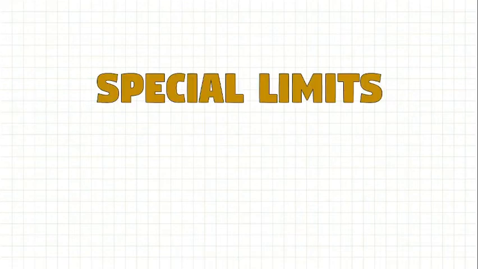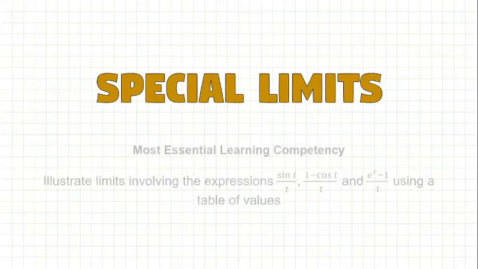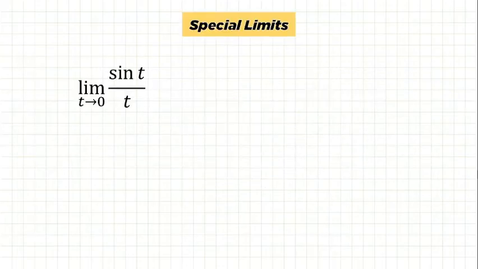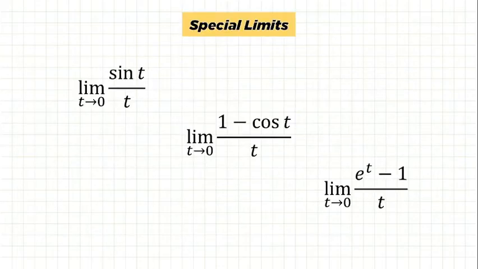Hello everyone. In this lesson, we are going to learn about special limits. Here, we will be illustrating the limits involving the expression sine t over t, 1 minus cosine t over t, and e to the t minus 1 over t, using a table of values. Okay? So itong tatlong expressions na nakikita natin ay tinatawag na special functions. And ano yung mga special limits? So we have here the three special limits.